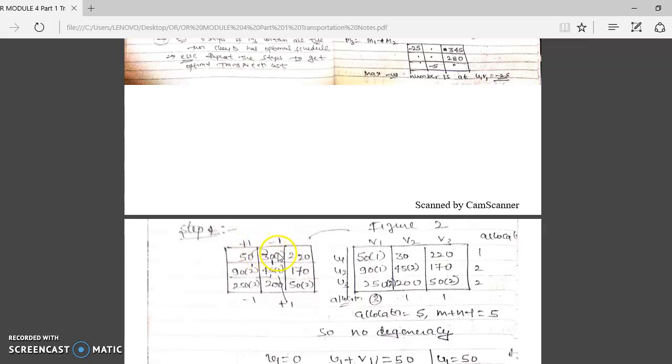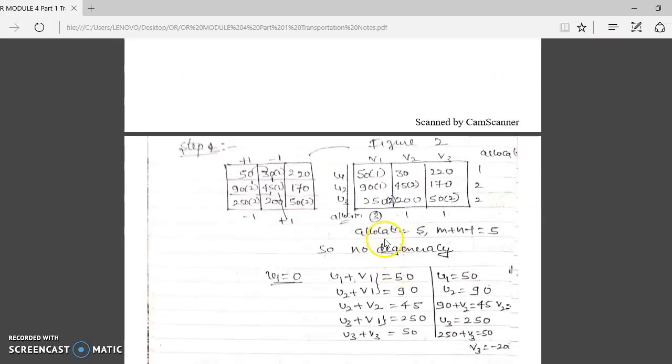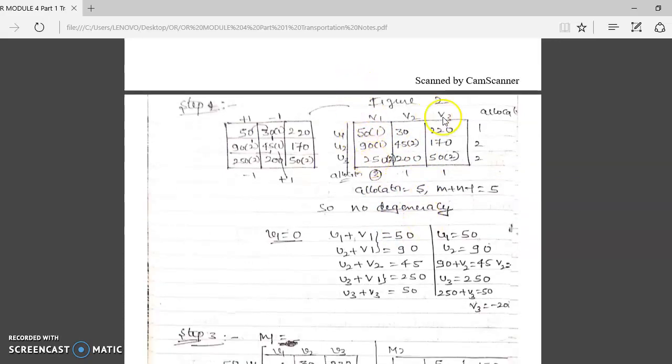So out of these three elements, always find the least number. The least number is 1 here. So that element is to be taken as the adjustment. Plus 1, minus 1, plus 1, minus 1. So after adjustment we got this statement. Okay, now again check for the allocation: 1 2 3 4 5. So no degeneracy. Consider this element, figure 2 is the main one.